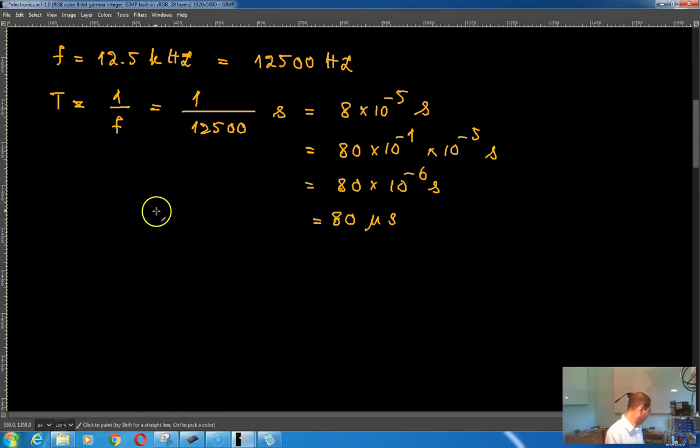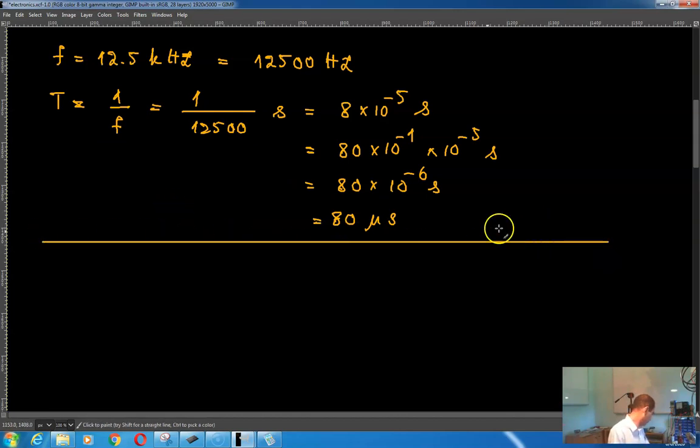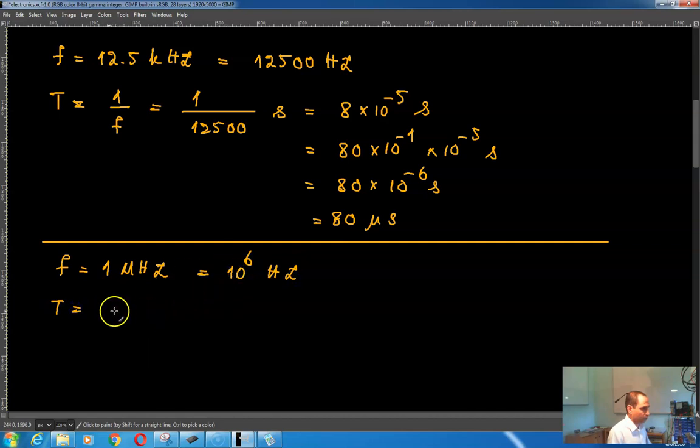Or, for example, if you have a wave that has a frequency of 1 megahertz, then that's the same thing as 10 raised to the power 6 hertz, right? So then your period would be 1 divided by 10 raised to the power 6 seconds, which is the same thing as 10 raised to the power negative 6 seconds, which is 1 microsecond, right? So that is 1 microsecond.